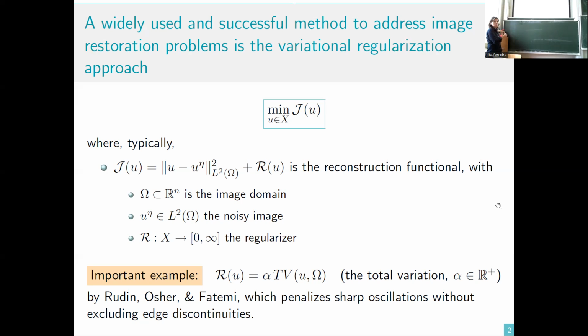You want to find the minimizer for this functional, and as usual, Omega is the image domain. This u_η is always going to stand for the noisy image, and as I said, R is the regularizer. And a very important example, a milestone in this business of image restoration in this variational approach, is when you take as a regularizer the TV, or a multiple of the TV, the total variation, because this simultaneously allows for noise removal while preserving edges. And edges are something that you get naturally in an image.